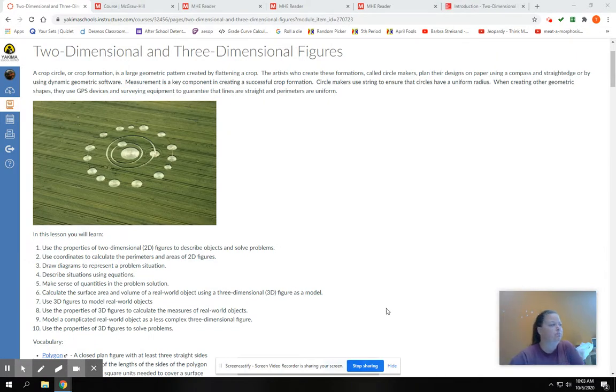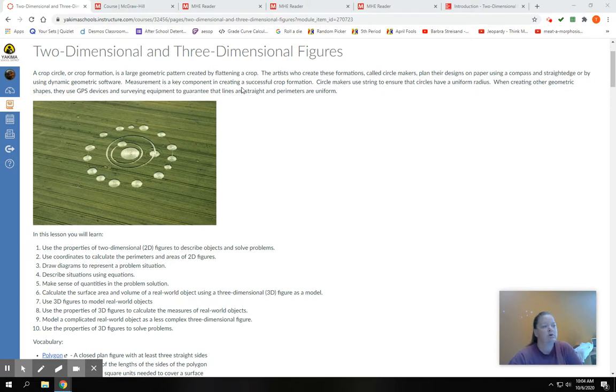All right. Two-dimensional and three-dimensional figures. Here we go. A crop circle or crop formation is a large geometric pattern created by flattening a crop. The artists who create these formations, called circle makers, plan their designs on paper using a compass and straight edge or by using dynamic geometric software.